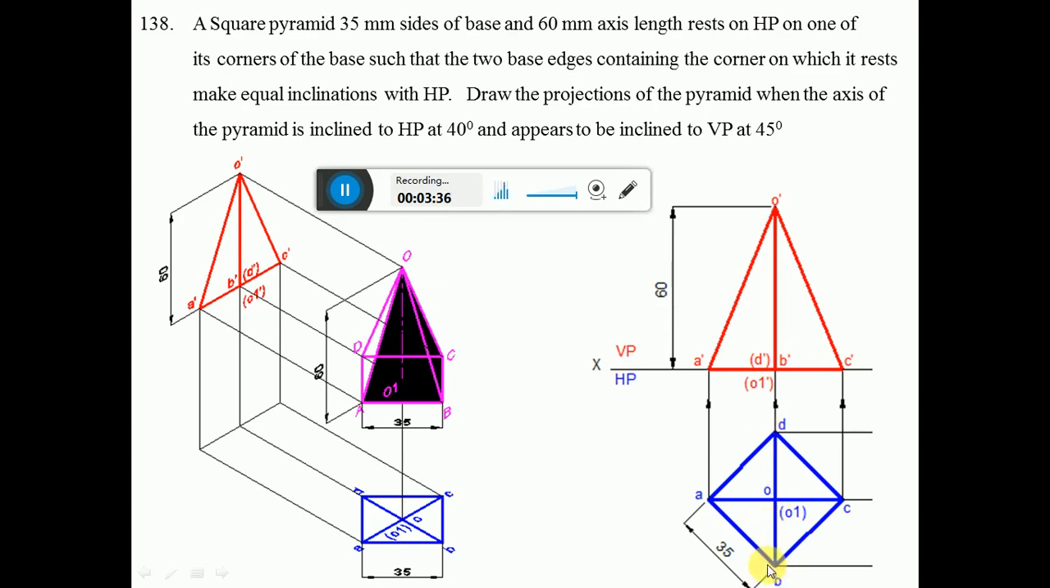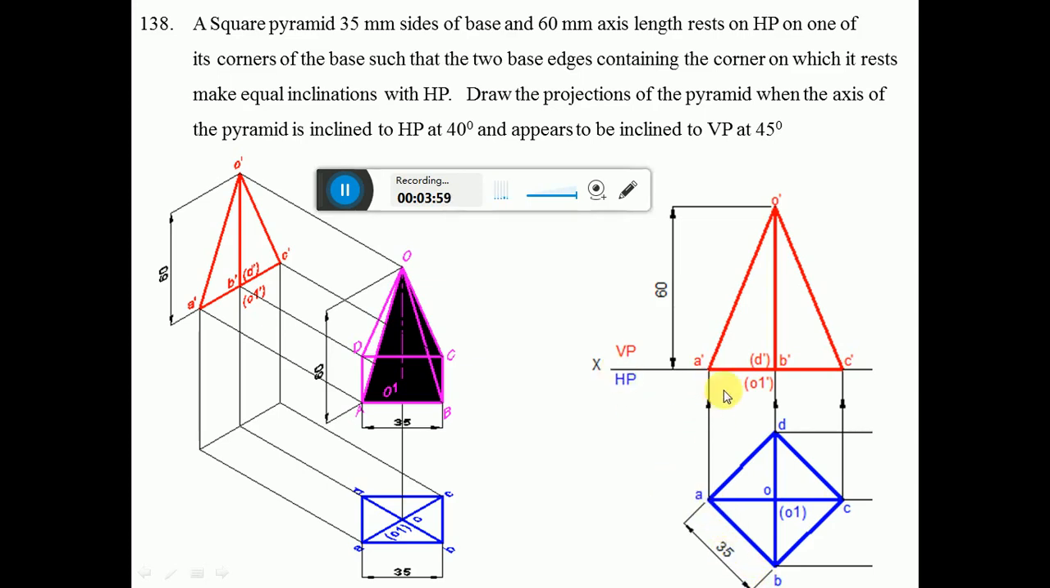From this point as center, take a radius of 35 mm and cut an arc, and also from D cut an arc to cut the previous arc to get the point C. Then dark these lines, that is AB, BC, CD and DA, and then complete the diagonals AC and BD with a continuous dark line.